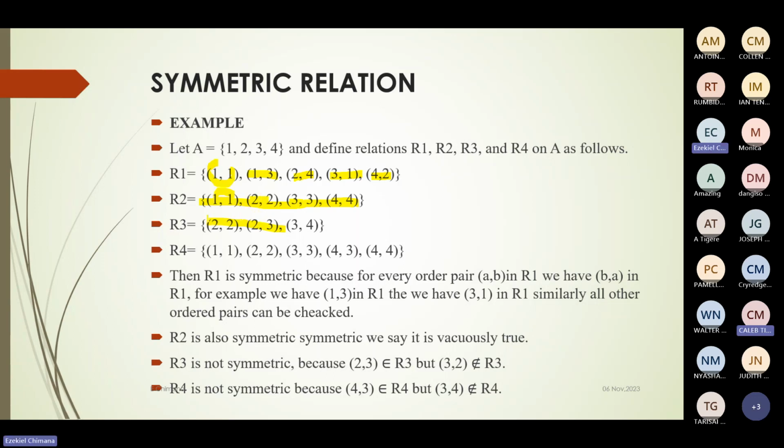We have (1, 1), (2, 2), (3, 3), and (4, 3). So we don't have another (3, 4) there. So I think it's not a symmetric relation. Yeah, that's correct. Okay, so that's all on symmetric relations. You can always reference back here if we have some challenges on it.